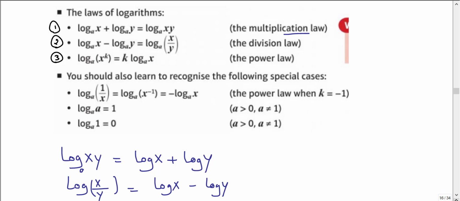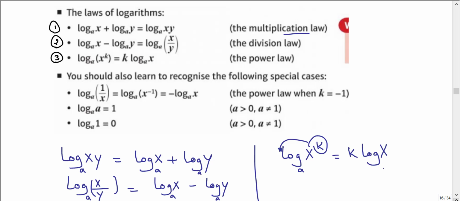And of course, you have the same base for all of them. If the first one has base a, the other side will have the same base a. Okay, so that's rule number 1. Rule number 2 is when you have x power k, with any power here. You have the right to bring the power down before the log. So you say it's k times log x base a. We call them multiplication law, division law, and power law.